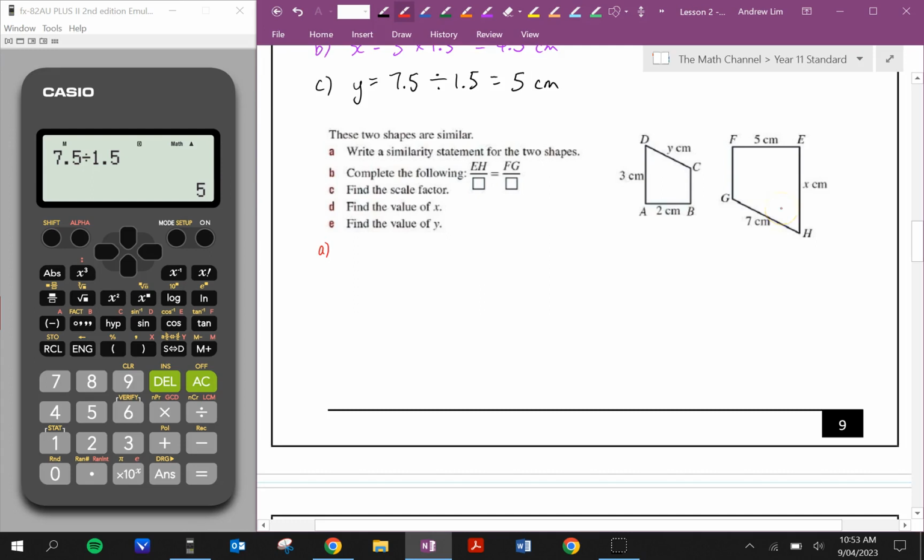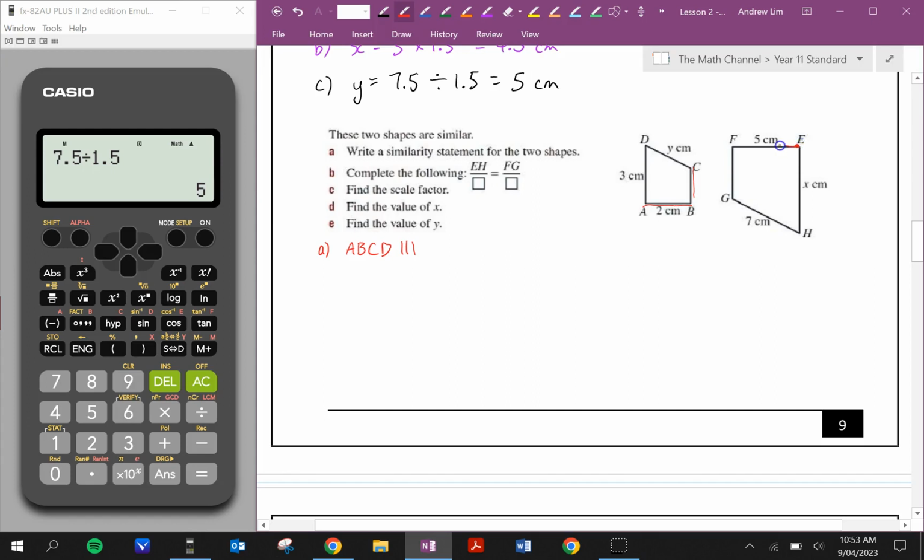So, I'm going to write ABCD is similar to... Now, what does A correspond with? So, we've got A to B. We can see that when we go from A to B and then up to C, BC is shorter than AD. So A actually corresponds to E.